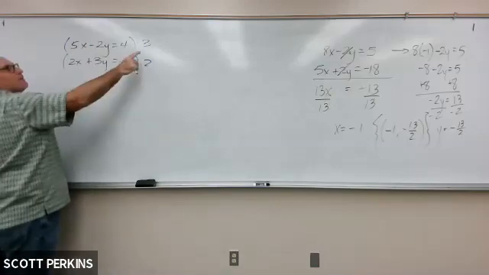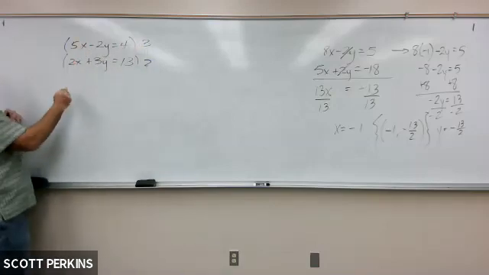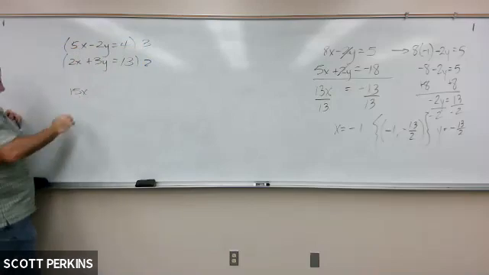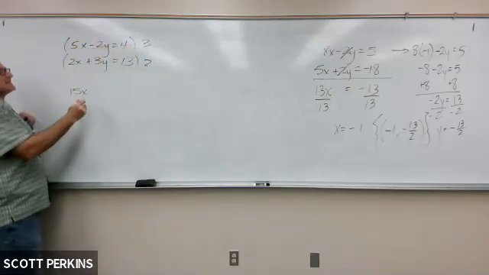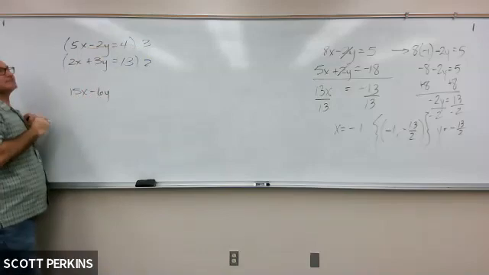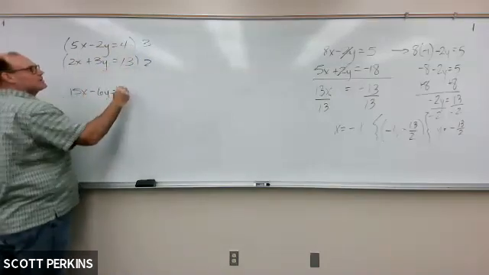I'm going to multiply the top equation by 3. So 3 times 5, that's 15x. 3 times -2, that's -6y. 3 times 4, that's 12.